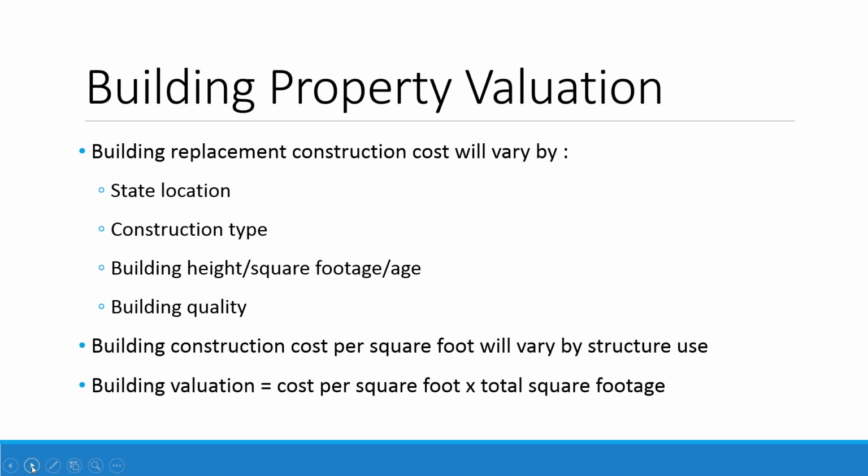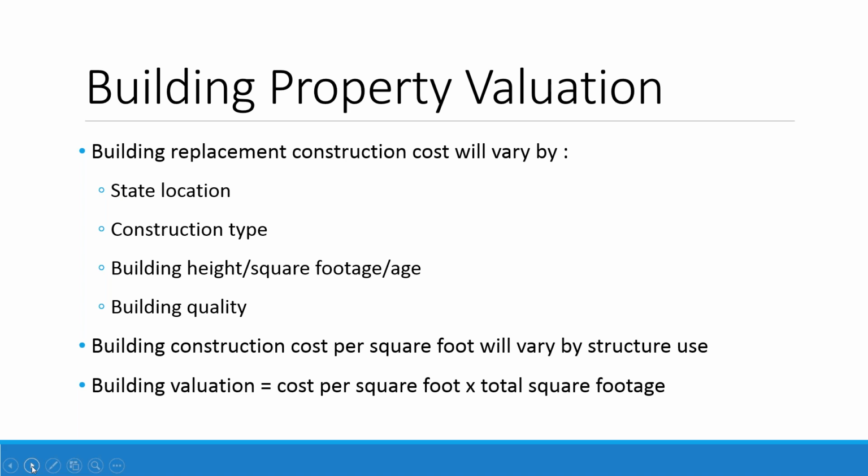All right, so some other things. What do I need in order to determine when you're calculating the building limit? So for replacement cost, it can vary because of the state, the construction type, the height and the square footage of the building, the age of the building, the condition of the building.